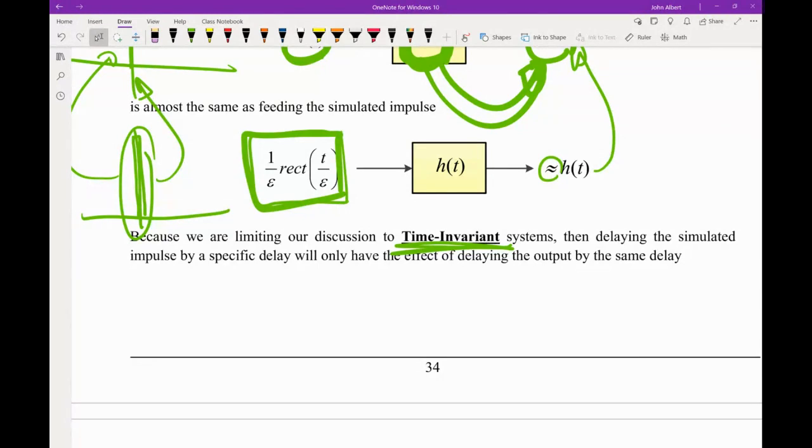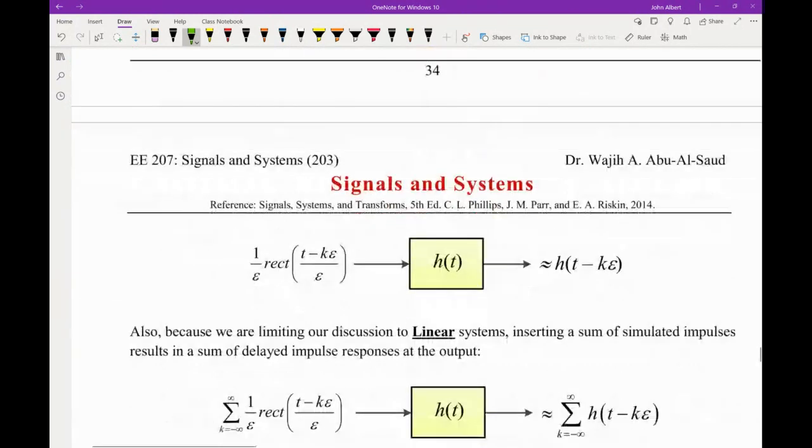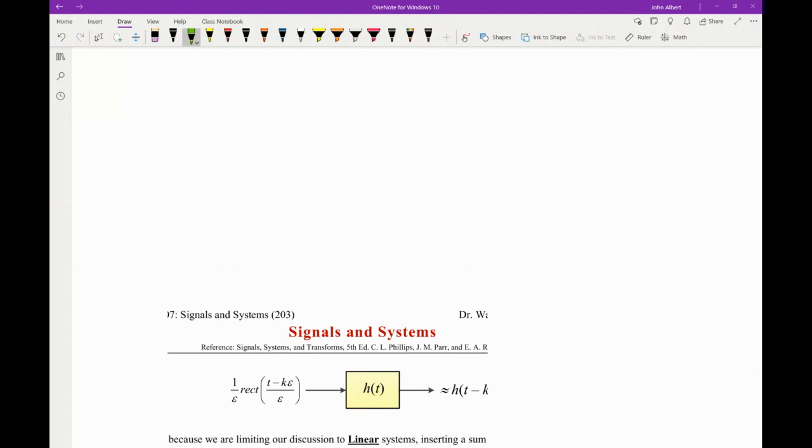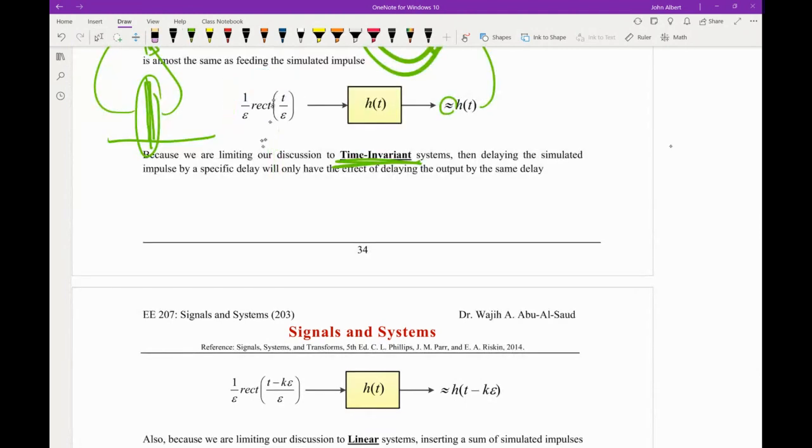What am I doing in the next step? I'm saying, instead of putting in this thing that approximates an impulse, let's put in the same thing, but shifted by a specific amount, a delayed or shifted version of this. Let me show you both on top of each other. This is the input above, and the input that I'm putting here is exactly the same, but I'm replacing every t with t minus k epsilon. So it's a shifted version of what I have above.